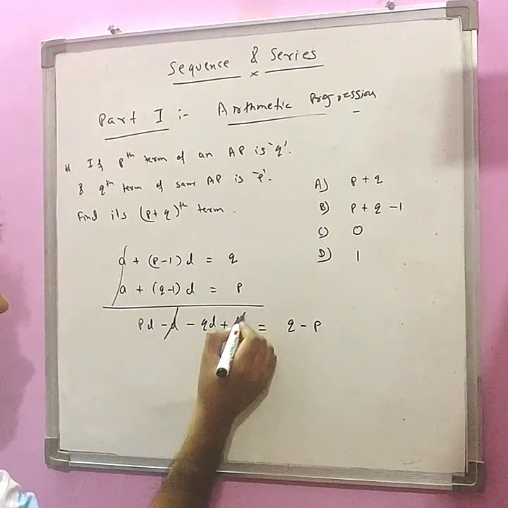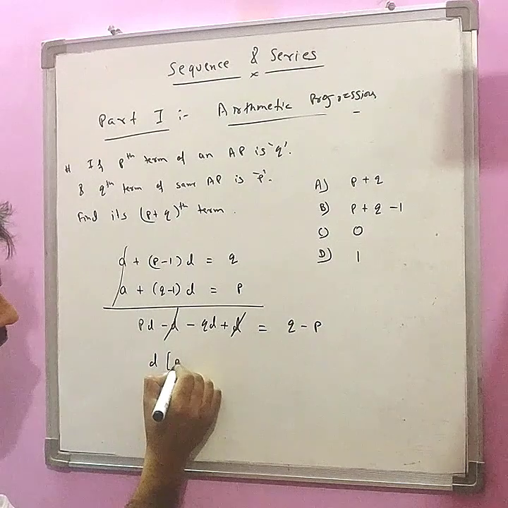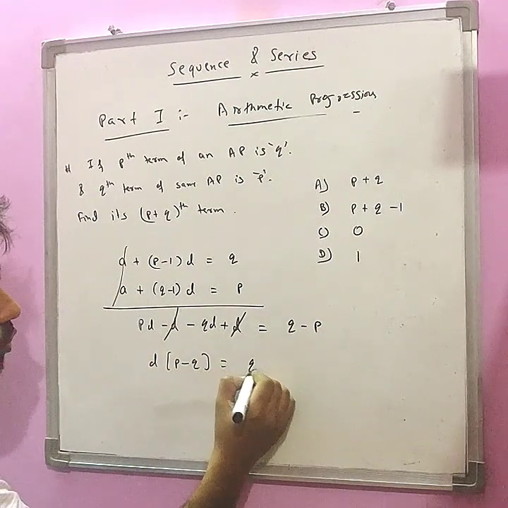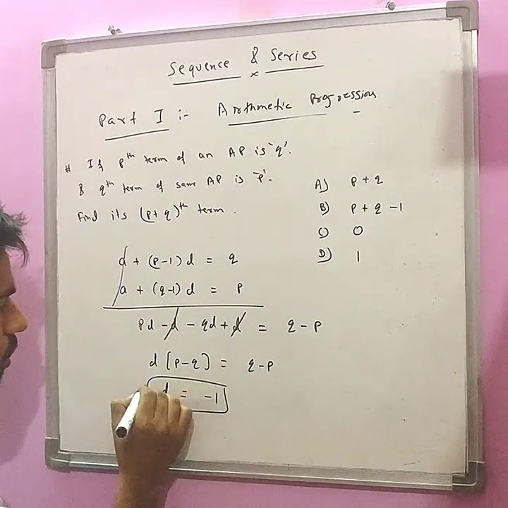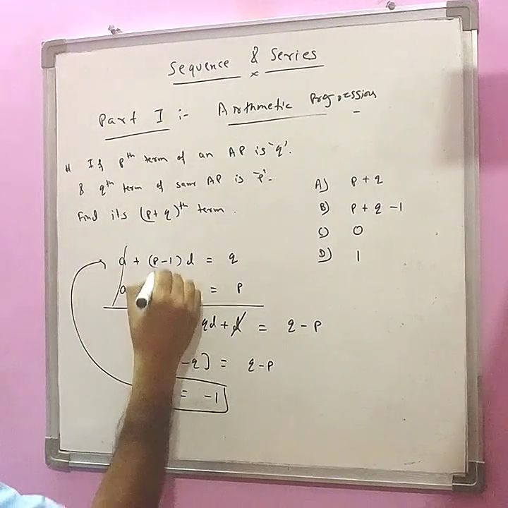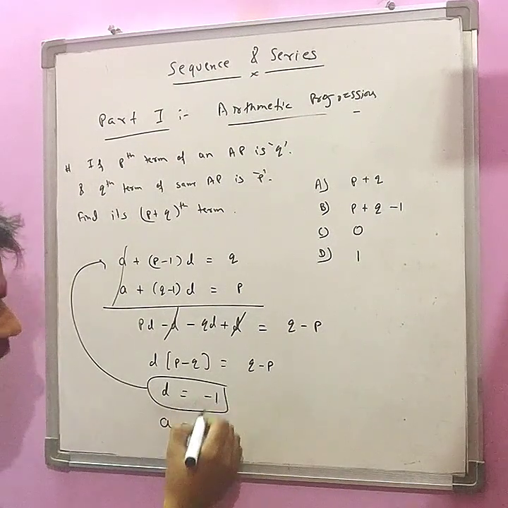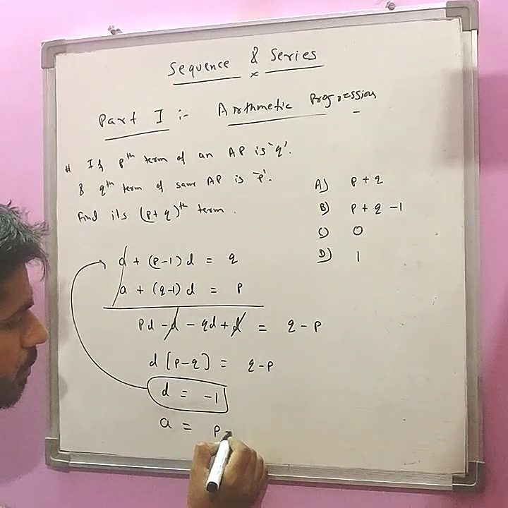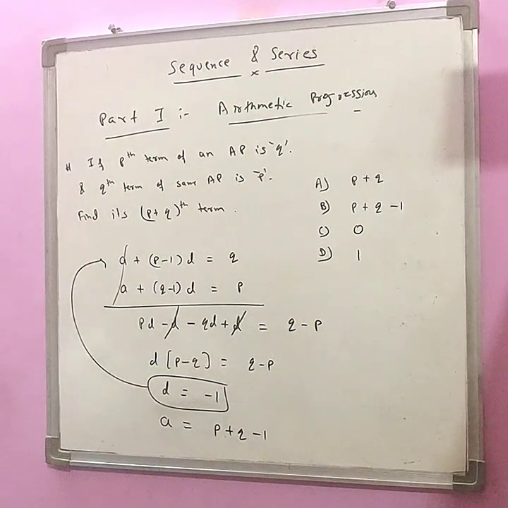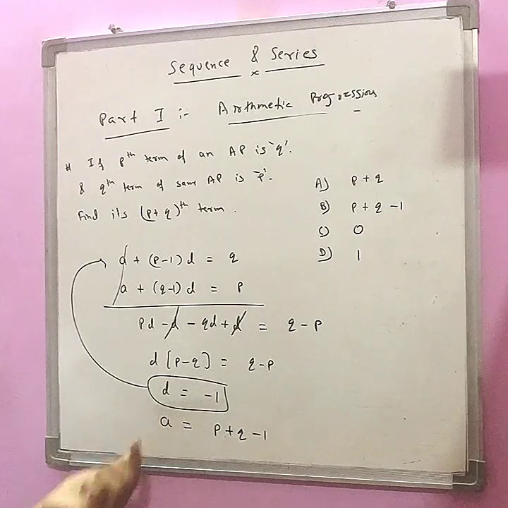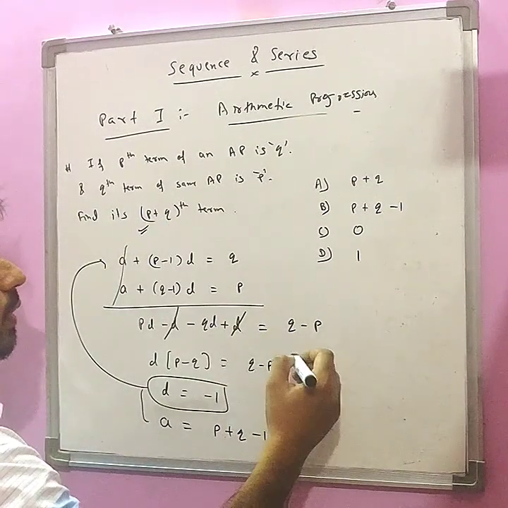So d and d cancel, again d is common, p minus q is equal to q minus p. So we get d is equal to minus 1. On putting d in any of these two equations, I can conclude the value of a, which would be p plus q minus 1, right? So we have a, we have d. Now I can put the value of a and d for finding my p plus qth term.